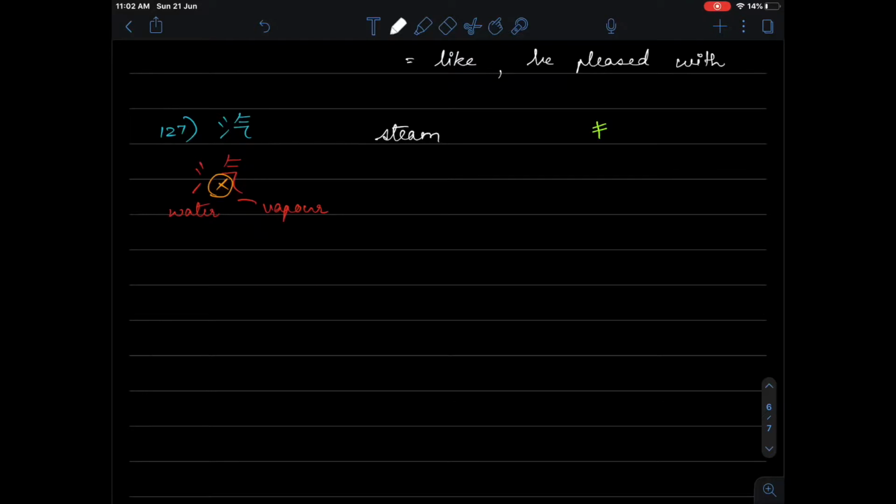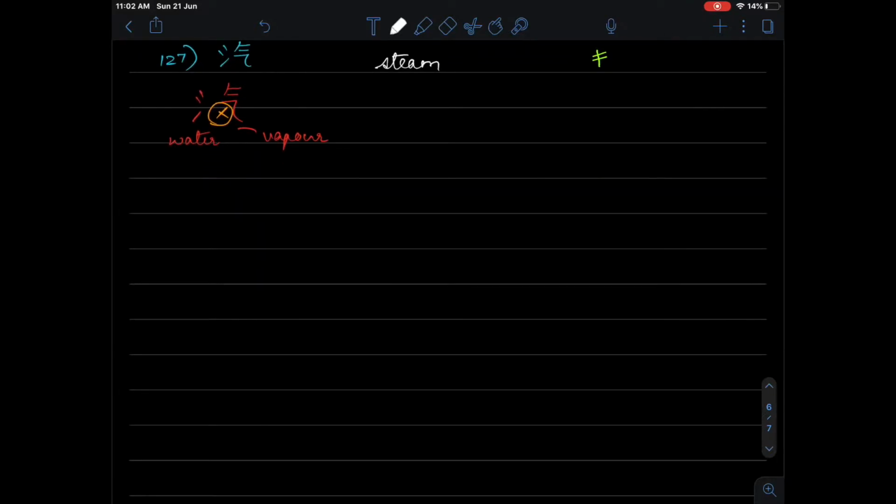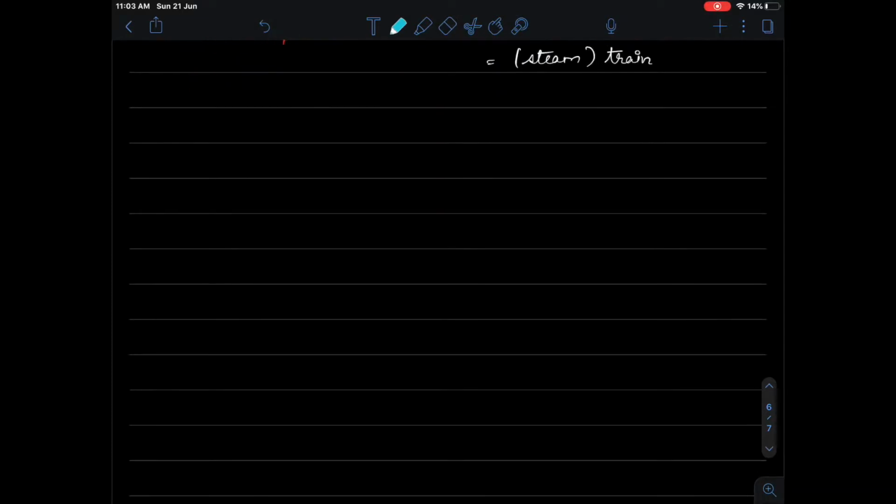Let's have a look at one word for this. The book only has one word, so this will be over really quickly. This is kisha. Kisha, which means steam train. Okay. Let's quickly move on to the next one.